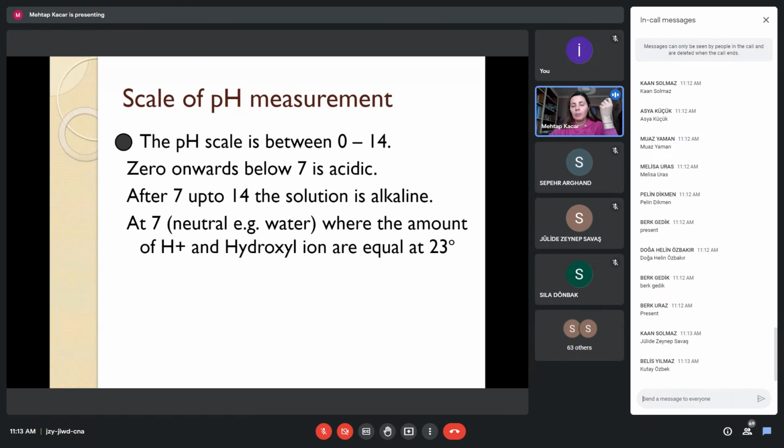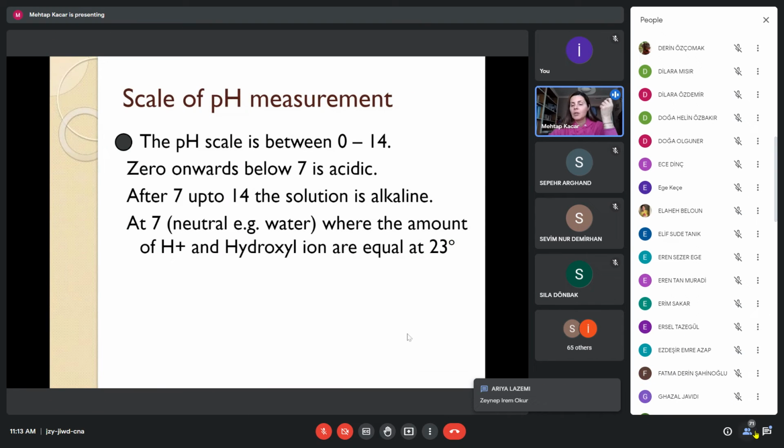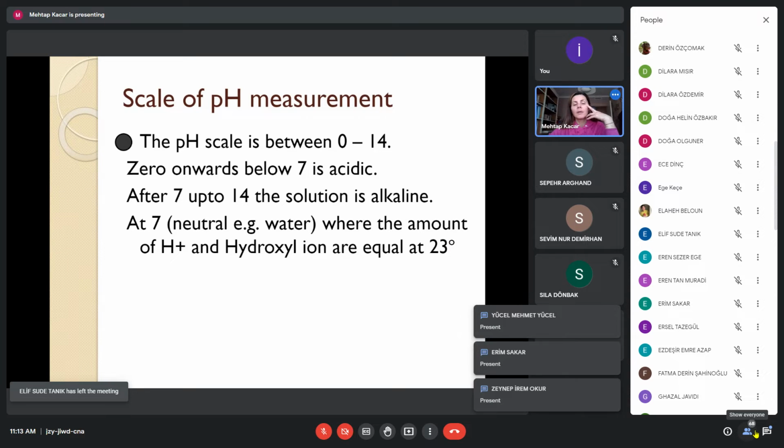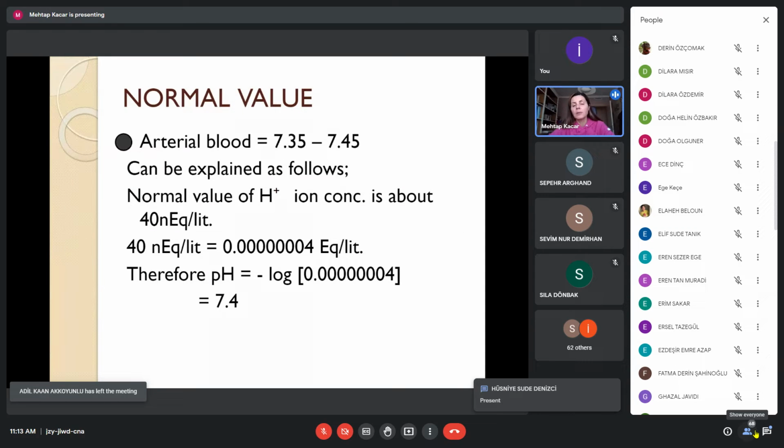And the scale of the pH. The pH scale is between 0 and 14. 0 up to 7 means acidic pH, and above 7 up to 14, the solution is alkaline. 7 is the neutral point. For example, water has a pH of 7, and it means the amounts of hydrogen and hydroxide ions are equal at 23 Celsius. Normal arterial blood pH value is 7.35 to 7.45.